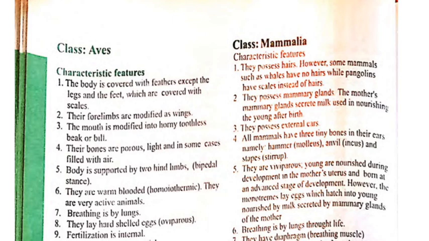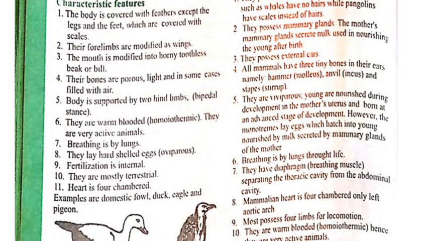They possess external ears. All mammals have 3 tiny bones in their ears. That's the HAS, H-A-S, has, or you can say SIM, S-I-M. You can either say H-A-S or S-I-M. For H-A-S, we have hammer, anvil, and stapes. If you are using SIM, we have stirrup, incus, and malleus. Alright. So they are viviparous.